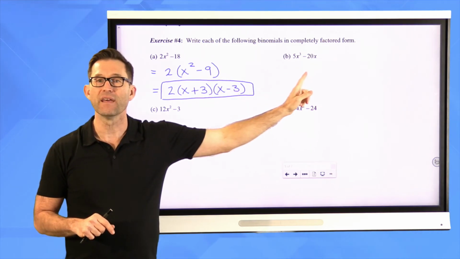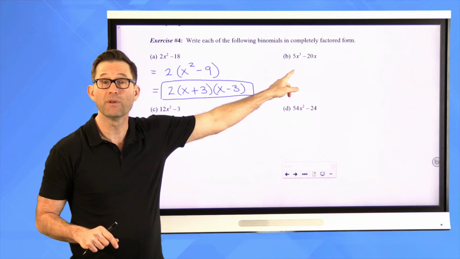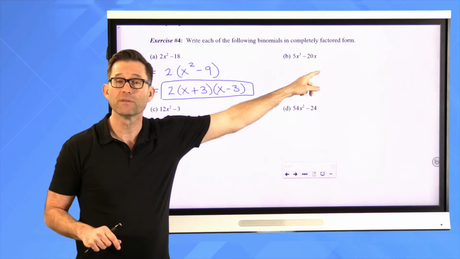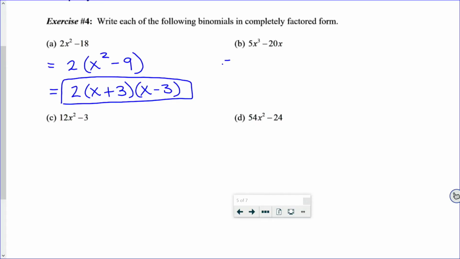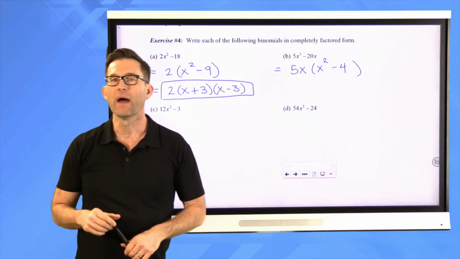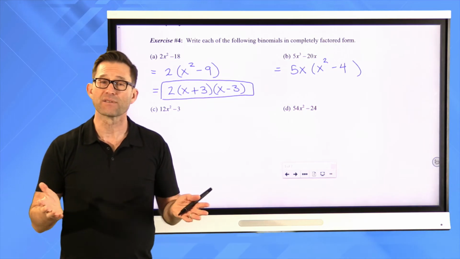Then I see an x cubed and an x to the first, and I know I can factor an x to the first out of that. So I can begin by pulling out a GCF of 5x. Now when I do that, what times 5x gives me 5x cubed? Well, that's x squared. What times 5x gives me 20x? And that's 4. So now I have 5x times x squared minus 4.